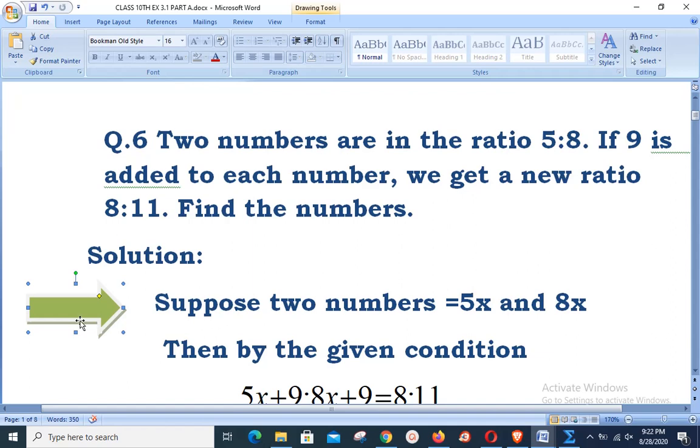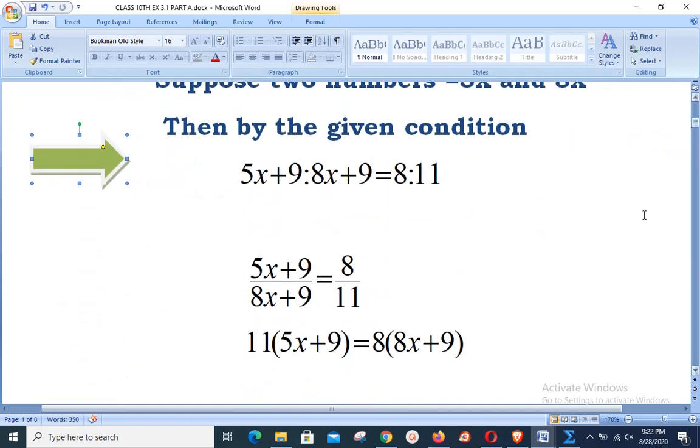Now adding 9 to each number, very simple, we have 5x plus 9 ratio 8x plus 9, and according to the condition it is equal to 8:11. According to the definition of ratio, a ratio b can be written as a over b. So we write both sides: 5x plus 9 over 8x plus 9 is equal to 8/11. This is according to the definition of ratio.